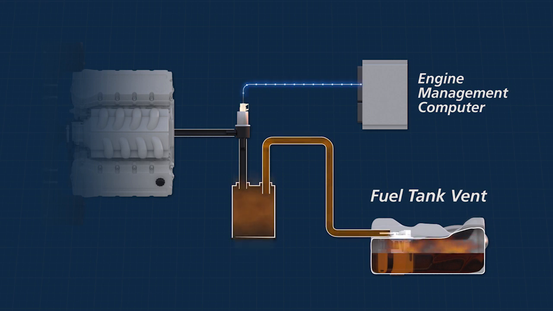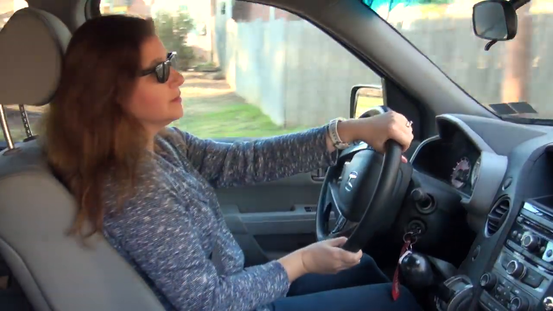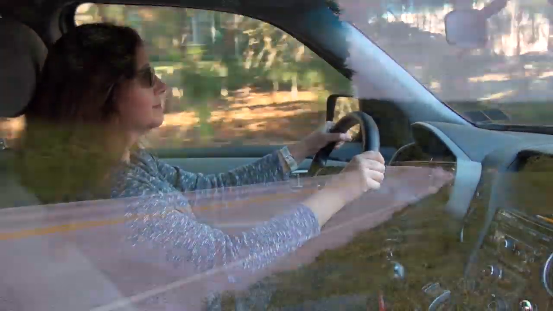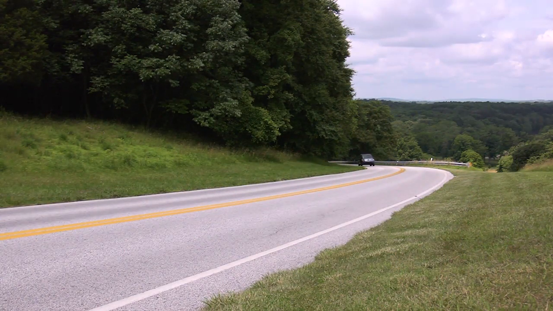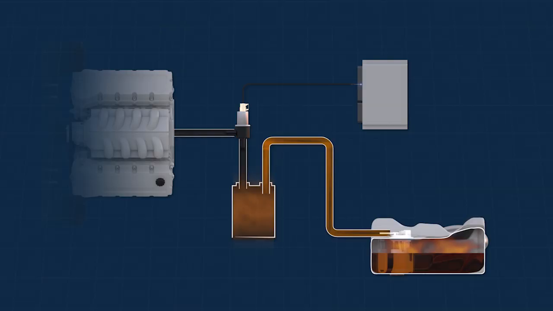When the engine is running and operating conditions are appropriate, a control valve opens and allows the stored gasoline vapors to be drawn into the engine, or purged, where they are burned. Your car's self-diagnostic system continuously tests the evap system to ensure it is working properly. The tests verify that gasoline vapors are stored without any leakage into the environment, and that the stored vapors are routed to the engine only when appropriate.